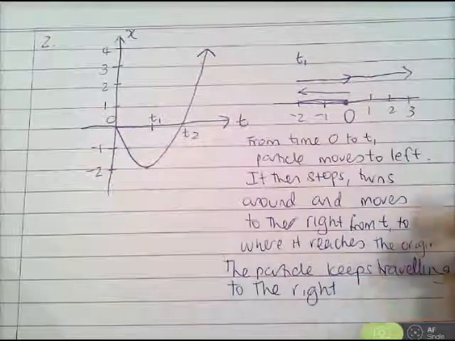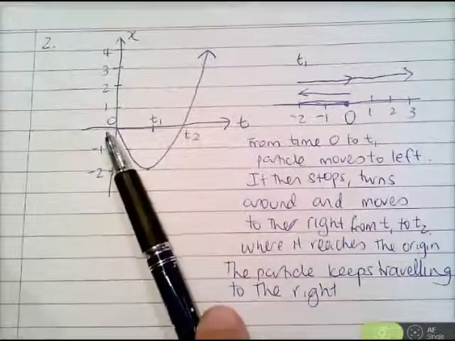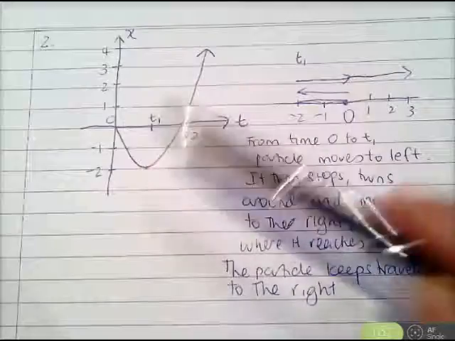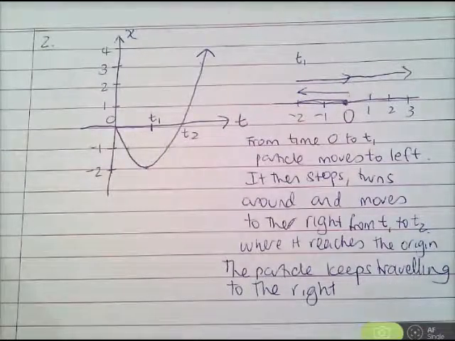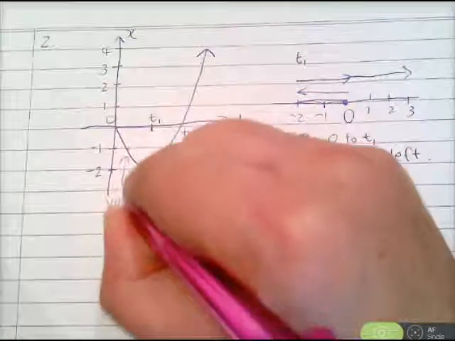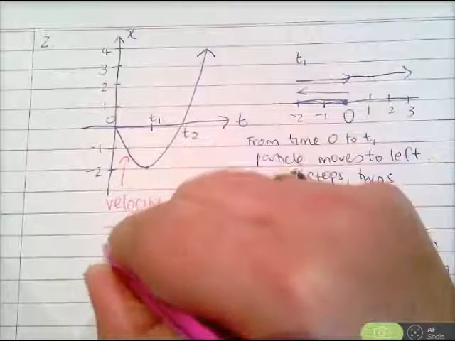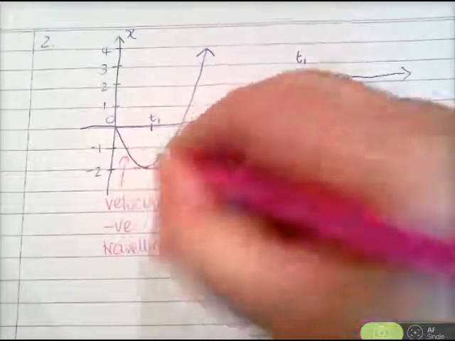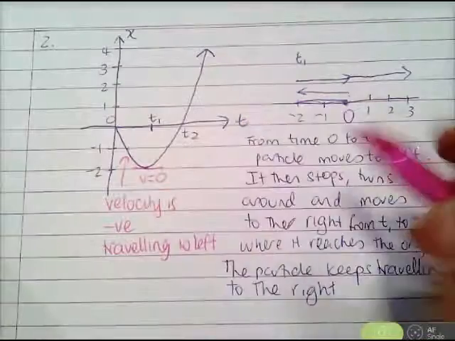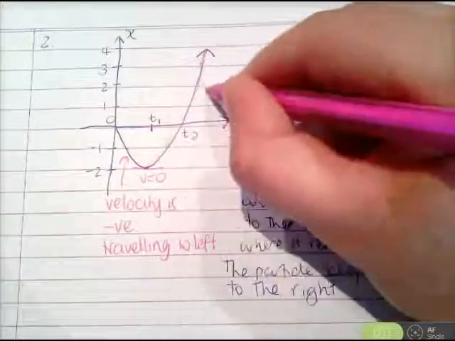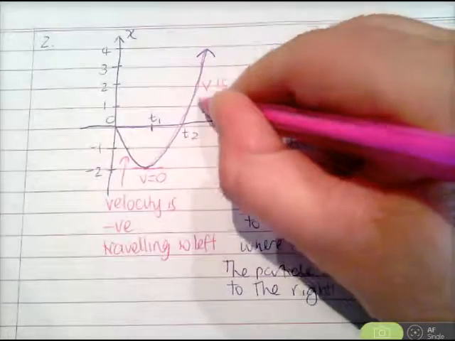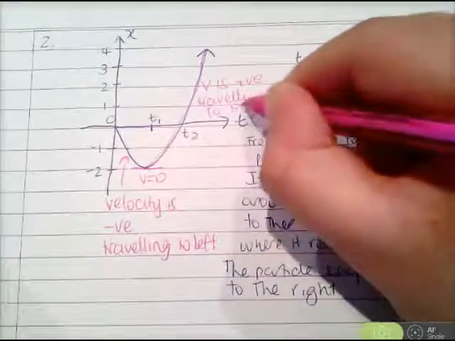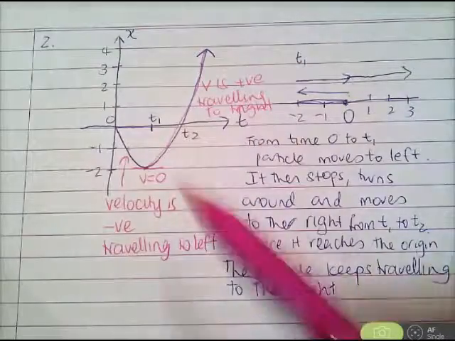Okay, so that's what happens with this particle. Again, you can look at the gradient of the graph. Here the gradient's negative, so the velocity is negative, it's travelling to the left. Here the gradient's all positive, so the velocity is positive, which means that the particle is travelling to the right. So here, in this section, velocity is negative, so travelling to the left. Okay, here velocity is 0, so the particle has stopped. Here, for this section of the graph, velocity is positive, so therefore it's travelling to the right for the rest of this section. Okay, so travelling to the right from T1 onwards.